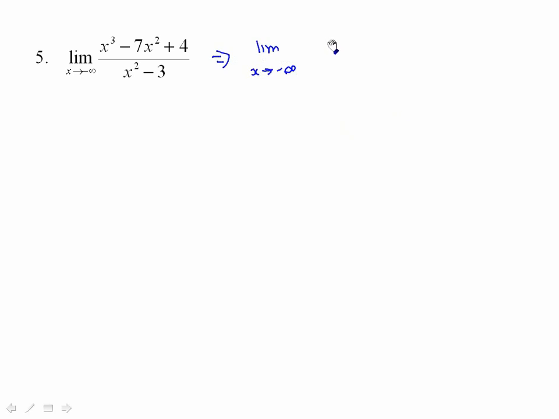We divide by x squared. We get x minus 7 over x plus 4 over x squared, and then the denominator is x squared divided by x squared, which is 1, minus 3 over x squared. So when we take the limit, we get zeros, and we get x over 1.